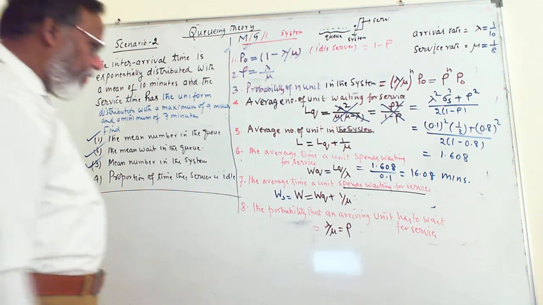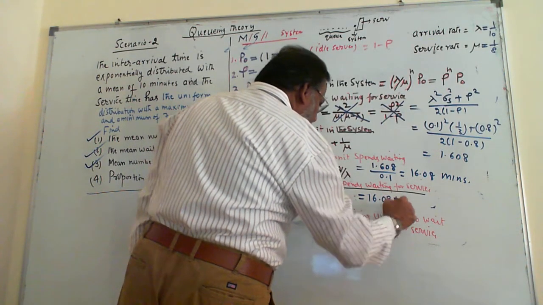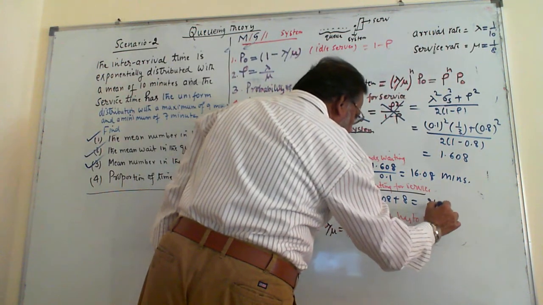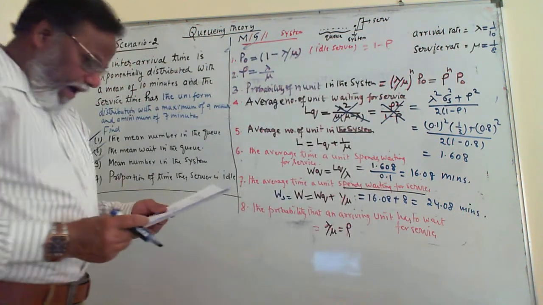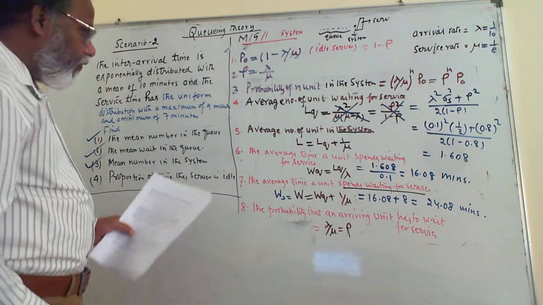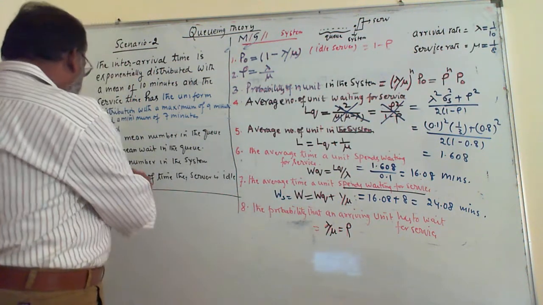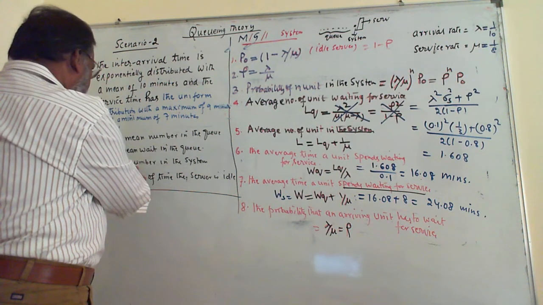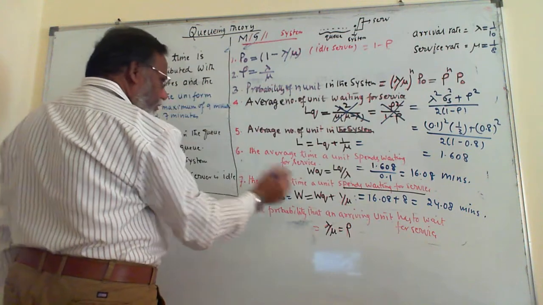Next he is asking for the mean time in the system. I calculate this as 16.08 plus 1 over mu, which is 8. This gives me 24.08 minutes again. He also wants the mean number in the system, besides the mean wait in the queue and the mean time in the system.